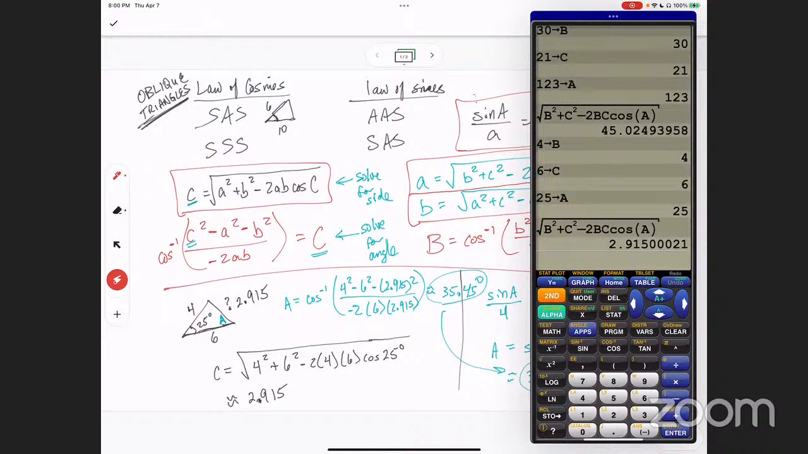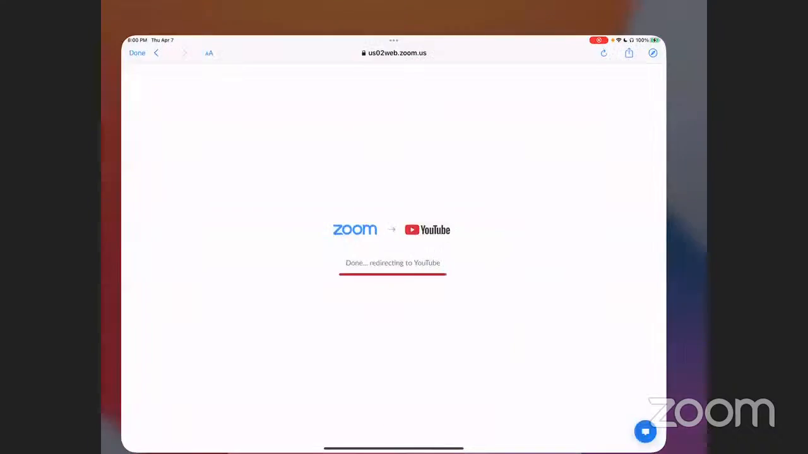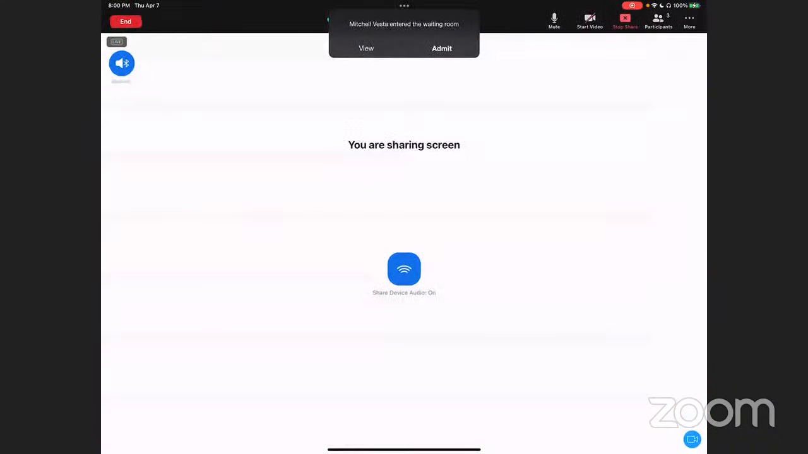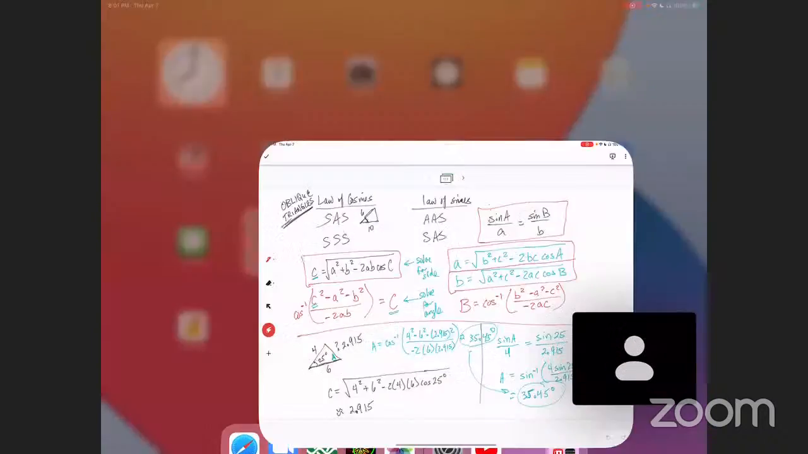So in a way, you can kind of program your calculator if you wanted to, and it just makes your life a lot easier. Stick around, Gabriel, because Mitchell's coming in. I'm sure he's going to be asking the same questions.